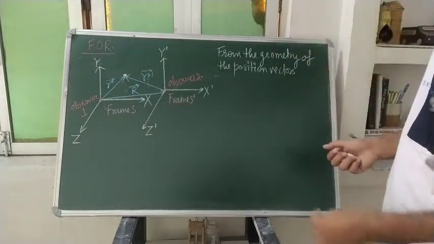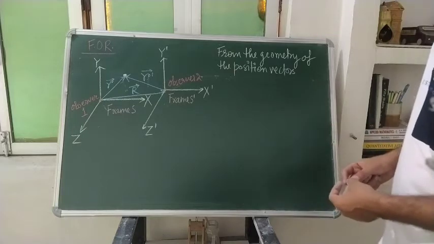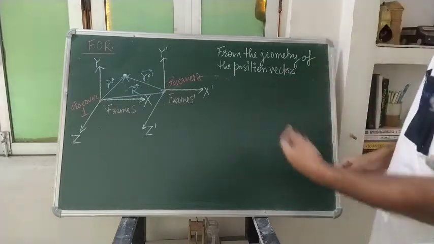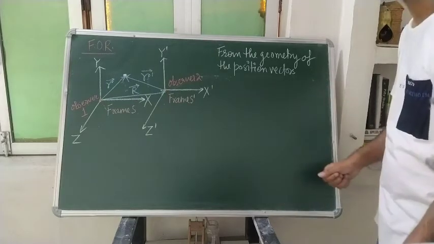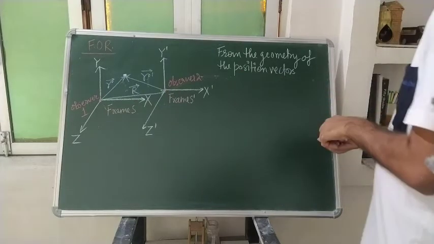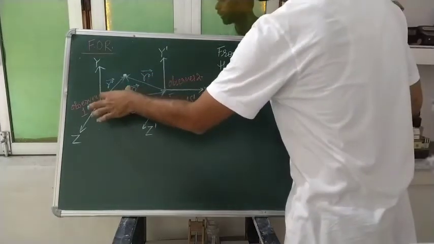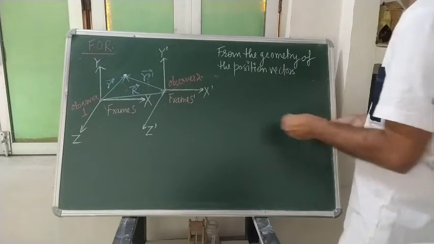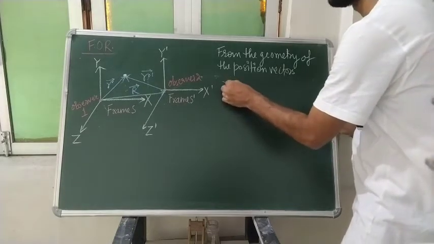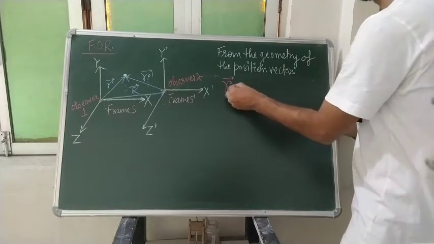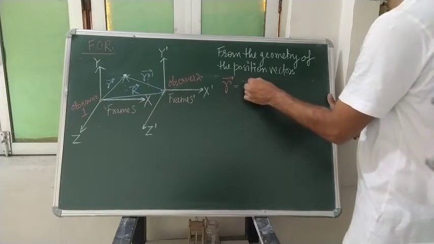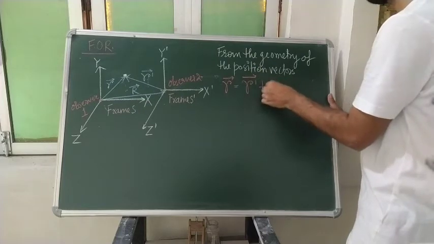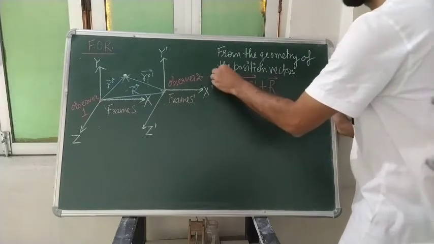This is from the triangle law. I will give you the video of vectors, and from there we will talk. You can recall it from 9th class. From the geometry, the resultant is nothing but the sum of these two. So our r vector will become r prime vector plus capital R vector.